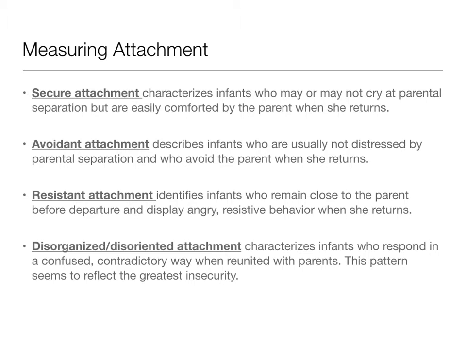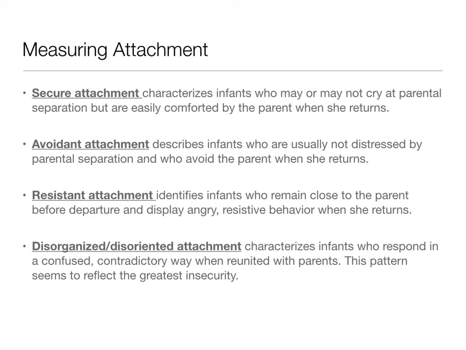Avoidant attachment, these infants usually aren't distressed by the separation and avoid the parent when they return. This is going to be more of an insecure attachment, so avoidant, resistant, and disorganized are all insecure attachments. And these are just different types of insecure attachment. Resistant attachment identifies infants who really remain close before the departure and are angry and resistive when they come back. So they really want that attention, but they're angry when it comes back. So again, this really is a resistant relationship.